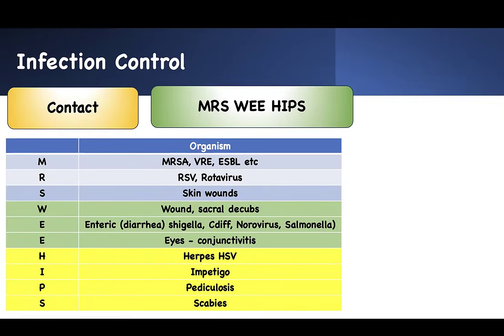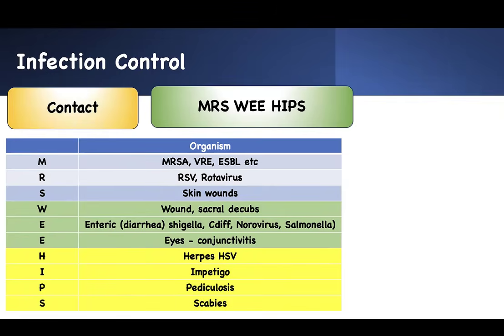H is herpes, HSV. I is impetigo, right? They have an encrusted lesion on their mouth. And the P, pediculosis, this is lice. And the S is scabies. These are common organisms you will see on the NCLEX or in nursing school or any nursing exams, whether ATI or HESI. This is what you need to master.